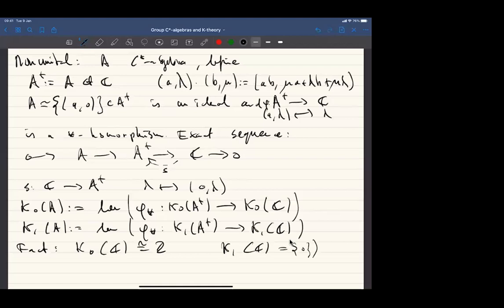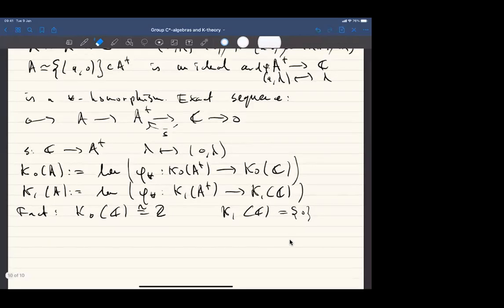So you see here that the definition of K1 could also be given by just saying that the K1 of A is just the K1 of its unitization. And then you can just look at unitaries in the unitization that satisfy the required axioms. All right, that's K0 and K1 for non-unital algebras.